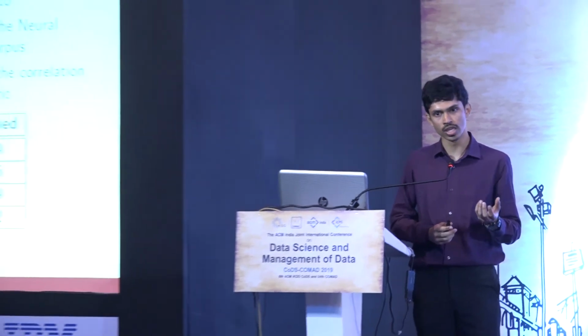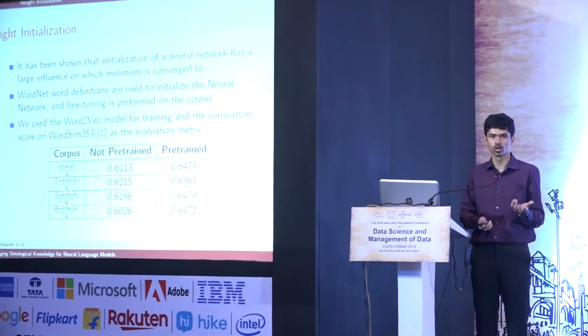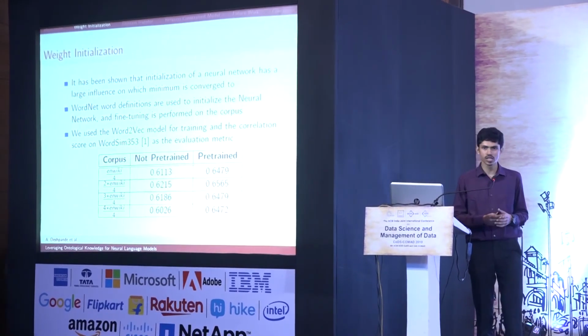As a quick sanity check to see if we're heading in the right direction, we did something very simple. There have been a lot of seminal works in 2007 which have shown that the initial parameter configuration of a neural network has a very large impact on what the final converged parameters are. Because a neural network is optimizing a highly non-convex function, weight initialization with a good initial corpus will provide very good word vectors. So what we did was something very simple.